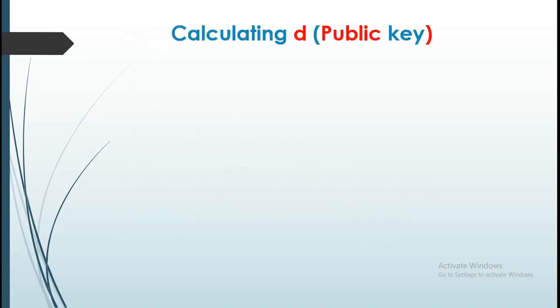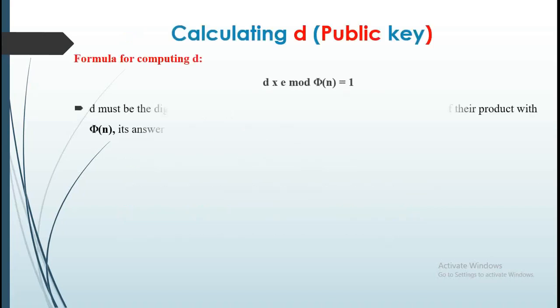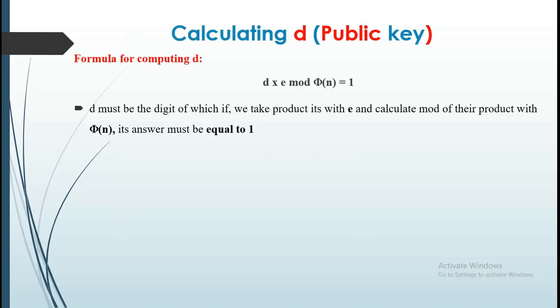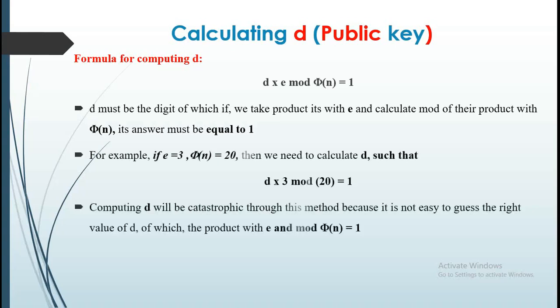So here's the formula for computing D. The product of the public and private key, mod phi of n, must be equal to 1. D must be the number of which, if we take the product with E and calculate the mod of the product with phi of n, the answer must be equal to 1. This can be understood with the example given below.